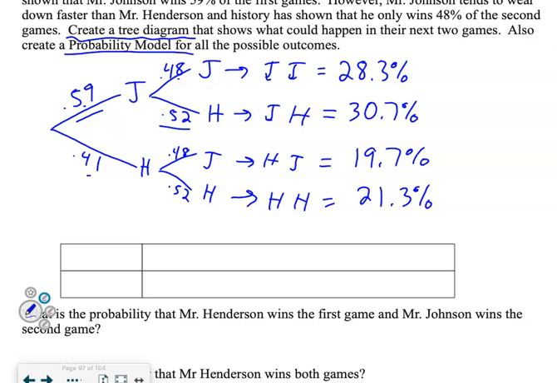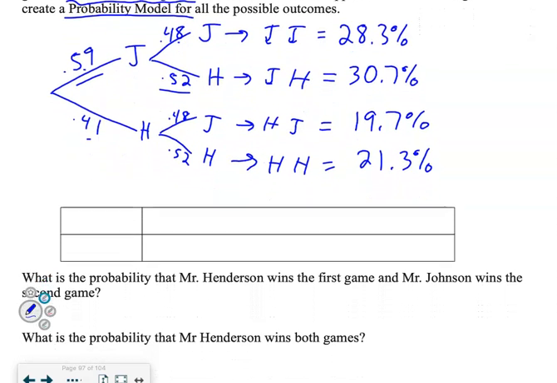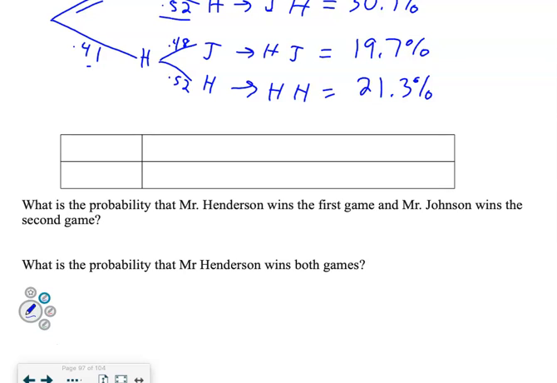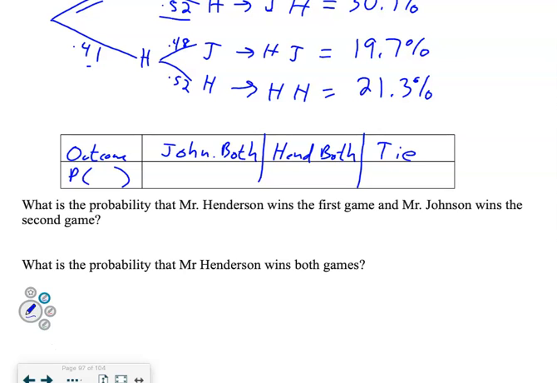Okay? All right, then it says create a probability model. So remember, probability model is just this little chart down here that puts all the percents in it. And so we want a probability model for all the possible outcomes. All right, so I'm just going to use the word outcome here. And then we want the probability of whatever that outcome is. Okay? Well, the scenarios are Mr. Johnson could win both. Mr. Henderson could win both. Or if they do one of each, it's really a tie.